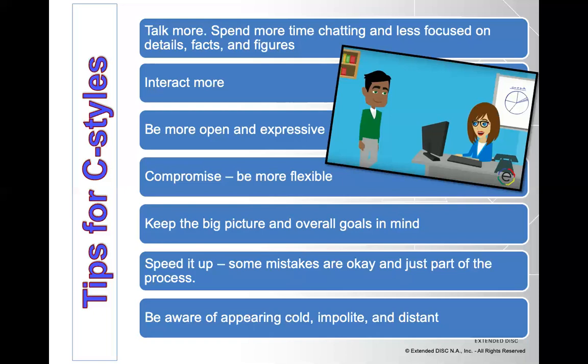For pacing, remember, D's and I's are your active styles. They tend to thrive in fast-paced environments, whereas C's and S's prefer to slow it down, gather all the information, and process it before making mistakes. But sometimes, by speeding it up and understanding that it's just part of the process, you may get to your endpoint much quicker.